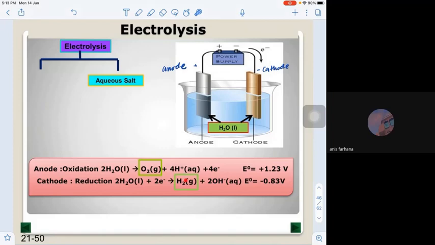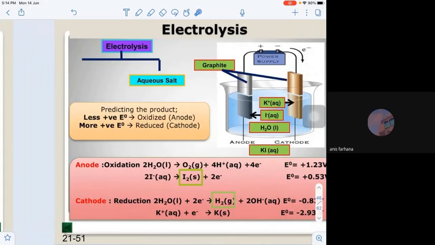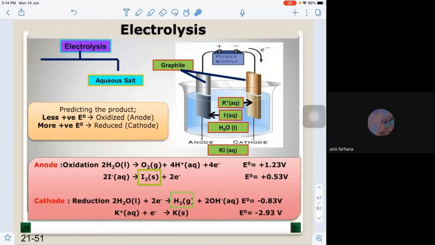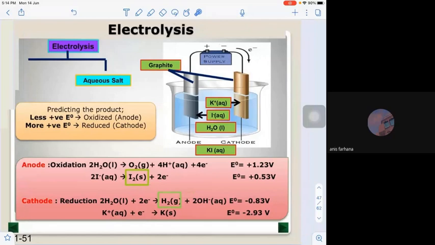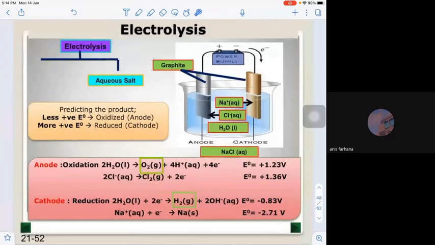That is if we have pure H2O as the electrolyte when it undergoes electrolysis. Now we go to the aqueous solution. Let's start with sodium chloride. When we start with aqueous sodium chloride, we know that in NaCl there are two ions. The cation will be Na plus, the anion will be Cl minus.